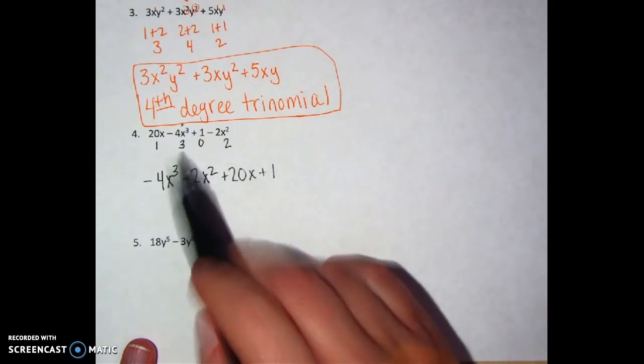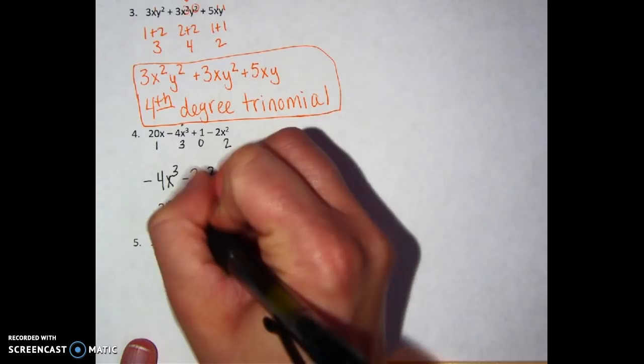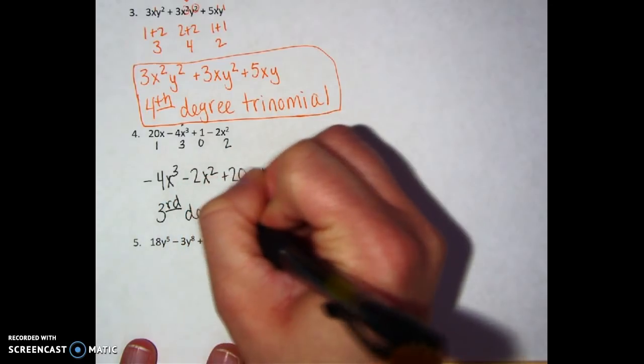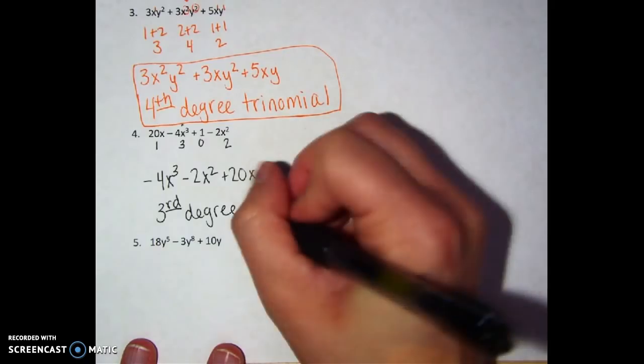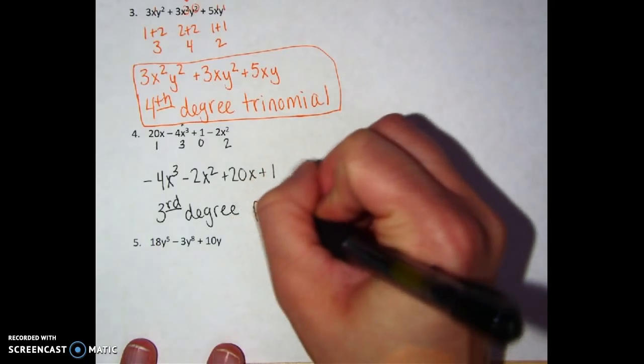The highest degree was 3, so it's a third degree. How many terms are there? 1, 2, 3, 4. That's over 3, so it's just called a polynomial.